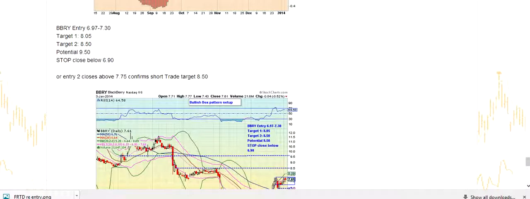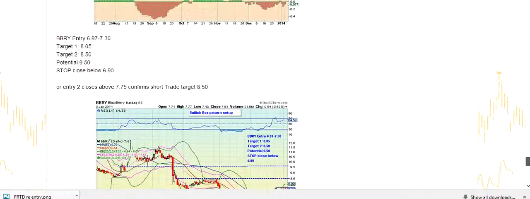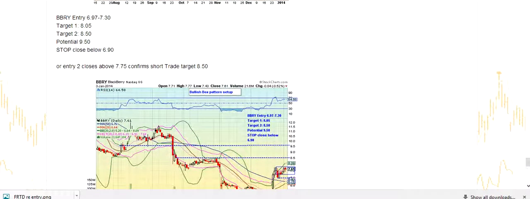Let's take a look. Back in January, the way I set up these trades is we have an entry trigger. For BBRY, BlackBerry, we had an entry from $6.97 to $7.30. So what that means is you're going to look to purchase this stock and accumulate contracts for calls at this price range. Your target 1 is $8.05, target 2 is $8.50, and the potential long target is $9.50 with a stop close below $6.90.